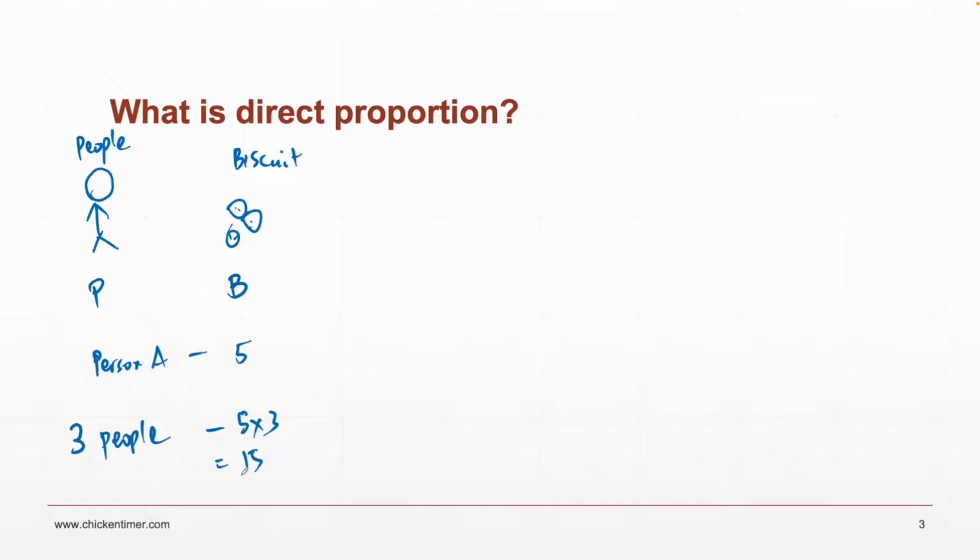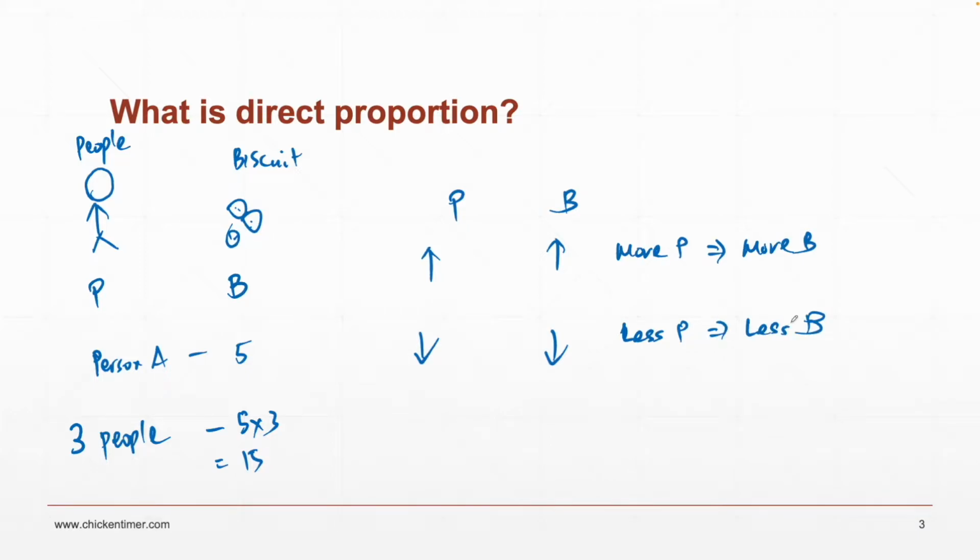So we see that when the number of people increases, the number of biscuits that get consumed increases. More people equals more biscuits. The converse is also true. That means if we have fewer people, then they will consume fewer biscuits. So the idea is like this. If you see that when you increase one, you increase the other one, and when you decrease one variable, the other variable decreases, then we say that those two variables, in this case the people and the biscuits, are in direct proportion.